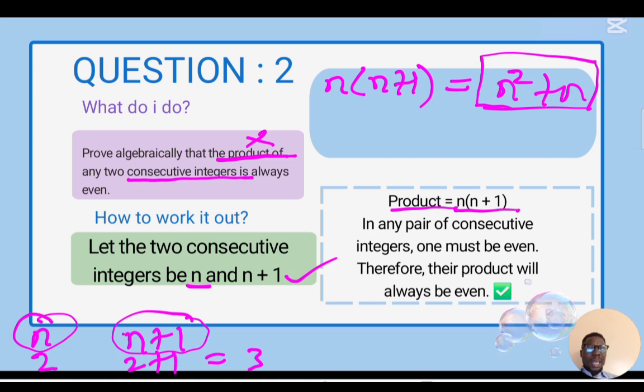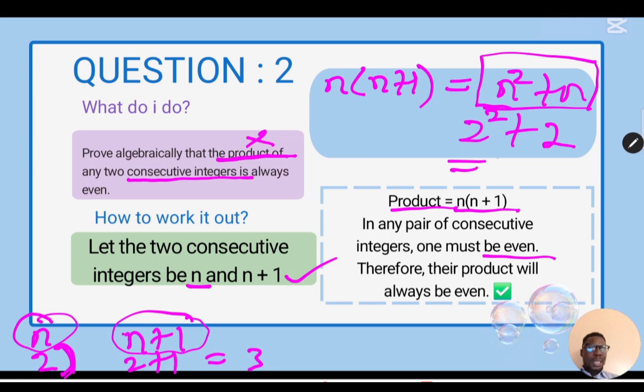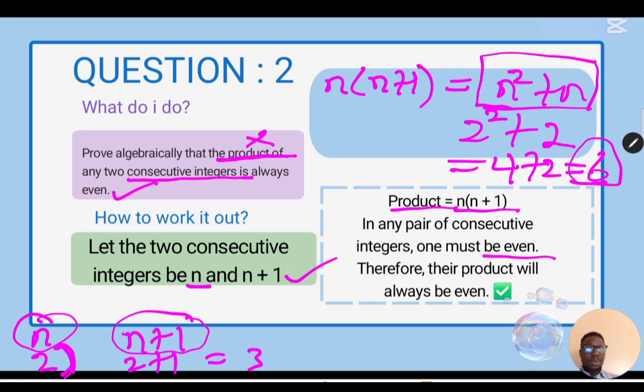However, in any pair of consecutive integers, one must be even. You know that? So let's say the first one we pick is 2. I have 2 squared plus 2, which is 4 plus 2 equals 6. You see, I still have an even number.